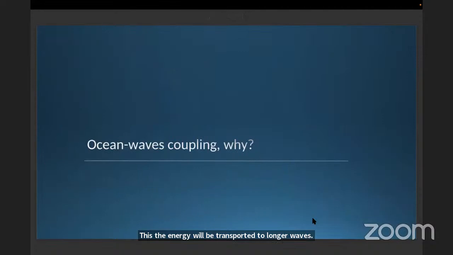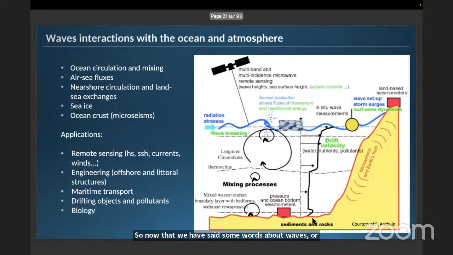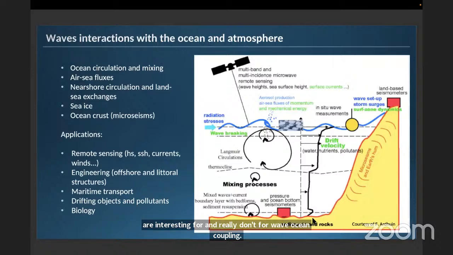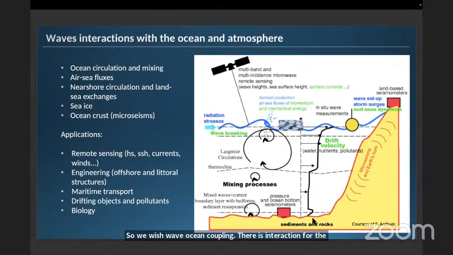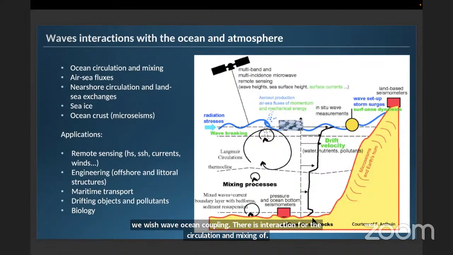So now that we have said some words about waves, let's talk about why we want to couple them with an ocean model. So here is a sketch that shows different processes that are interesting and relevant for wave-ocean coupling. So in wave-ocean coupling, there is interaction for the circulation and mixing, obviously. There is also an importance of waves for air-sea fluxes.